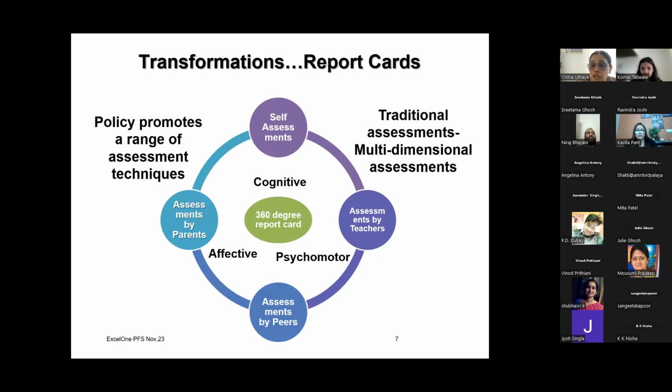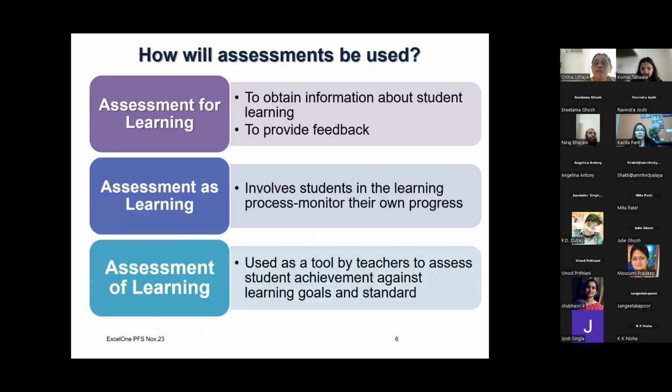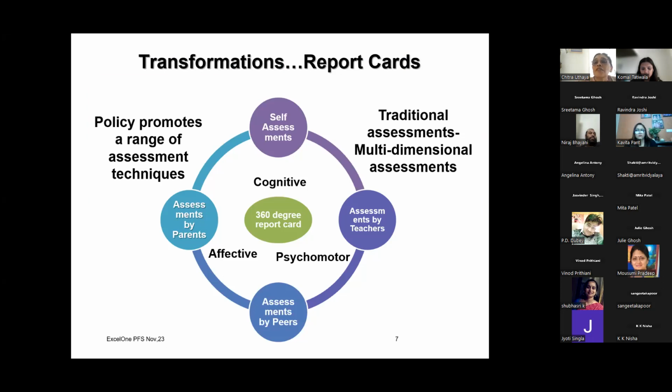So if you look at what I said earlier, assessment as learning, this will be done by students. It is a self-assessment. So we'll have to change the way we are going to be assessing our students and also give them ample opportunity to monitor and assess themselves. So from traditional assessment practices where the teacher actually assessed the child, we're going to get into multidimensional assessment.